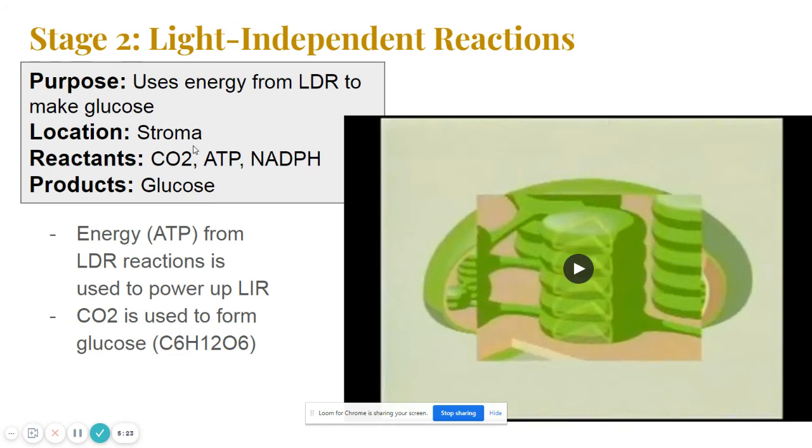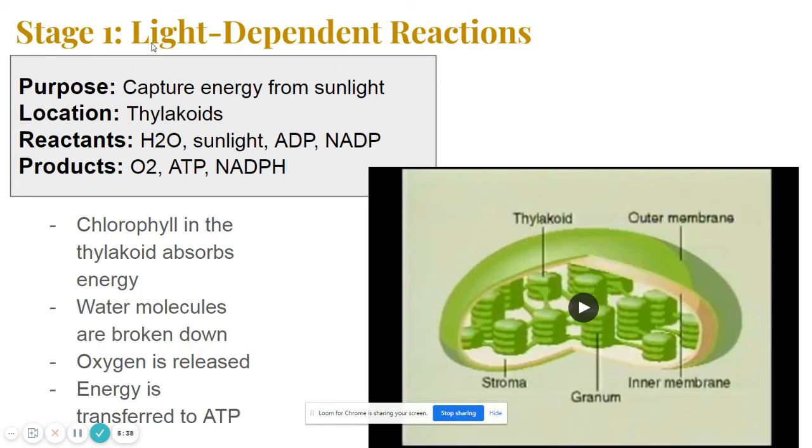Now, I want you to pay attention. Where do you think these two molecules came from? Where did the ATP and the NADPH molecules come from? They came from the previous stage, the light-dependent reactions, because those were the products of this stage, right? At the end of stage 1, at the end of light-dependent reactions, ATP and NADPH were made.